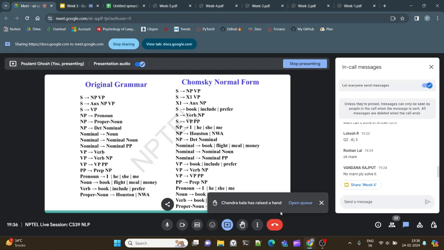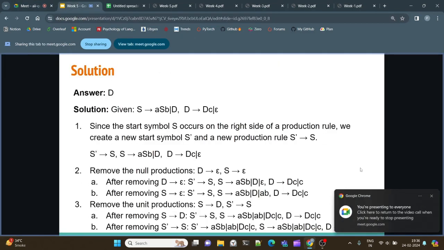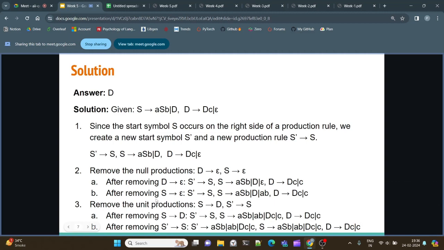Chandrakala has raised a hand. Yes, do you have a doubt? Vandana has raised her hand. Yes, Vandana. Ma'am, in the solution where we solve the question, S dash implies S, and S implies epsilon. So in this step, we cannot change S dash implies S. So here we cannot change the S with epsilon in the first one? No, in the first one we don't change.